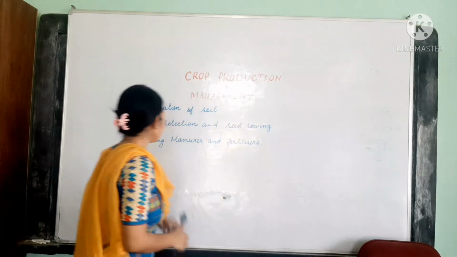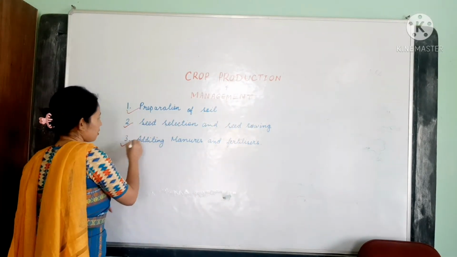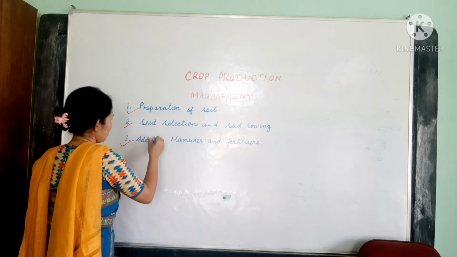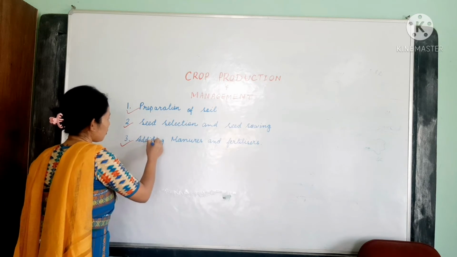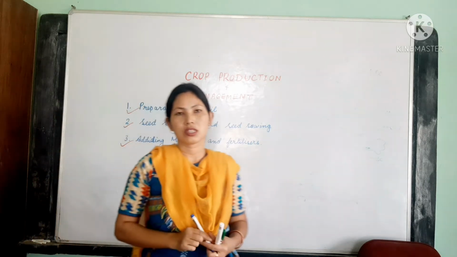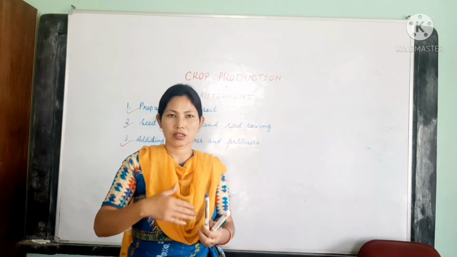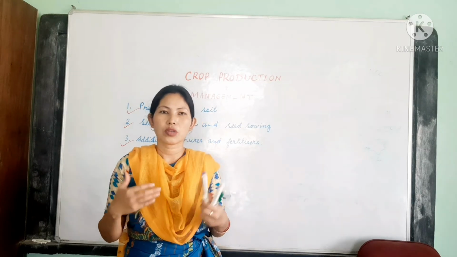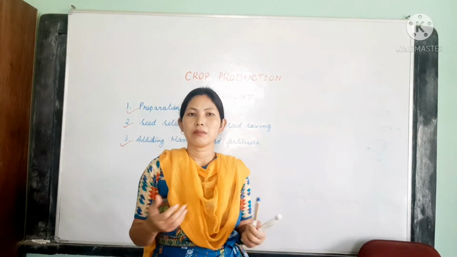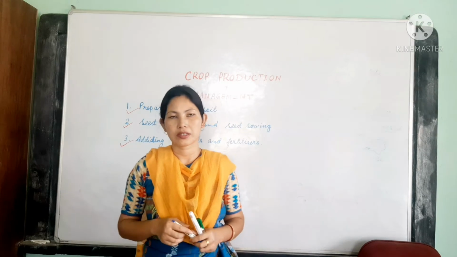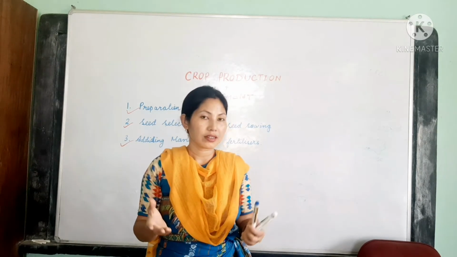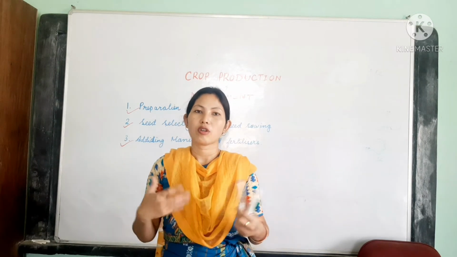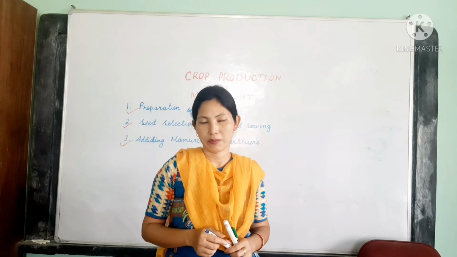Then our third step is adding manure and fertilizer. After you sow seed, the seed will germinate, it will start to grow and it will become a seedling. Now the next step is to add manures and fertilizer. Adding manure and fertilizer is very important, as apart from the sunlight or the water for photosynthesis for the plant to grow, they also require nutrients for their better development.